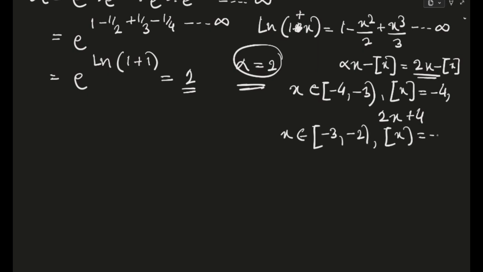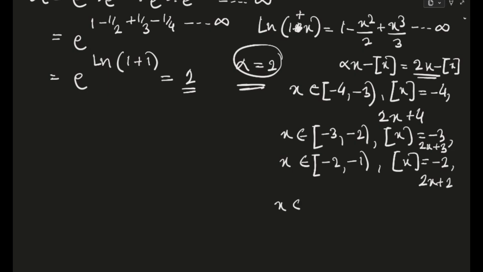Again, for x belonging to minus 2 to minus 1, box x will come out to be equal to, this was minus 3 and this will be minus 2. Okay, so I forgot to write that. This thing will be 2x plus 3. And for this one, this will be 2x plus 2. And yet for the final interval, which is minus 1 to 0, I'm directly writing the expression. This will be 2x plus 1. These are the expressions we got.